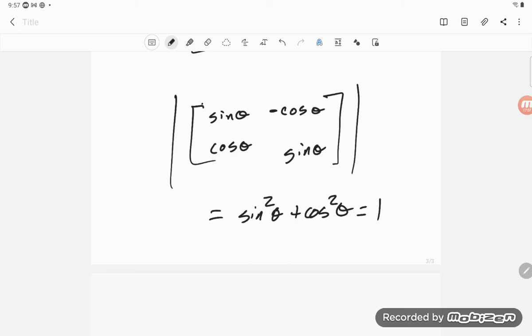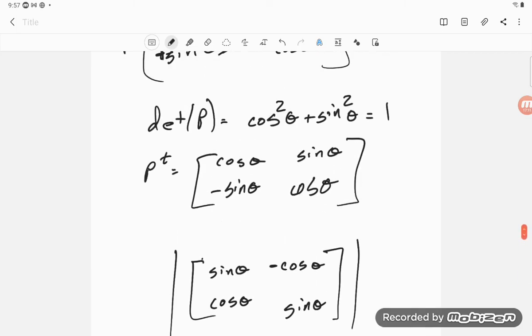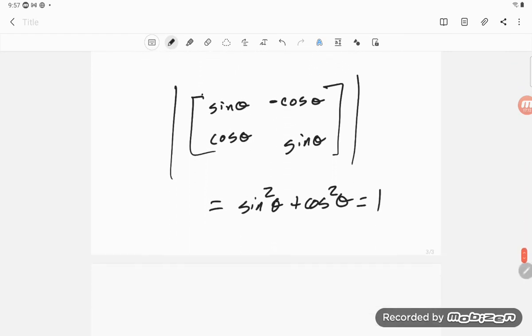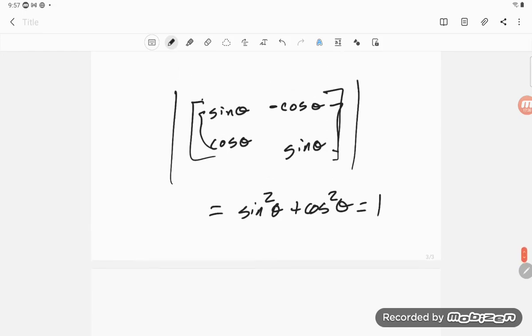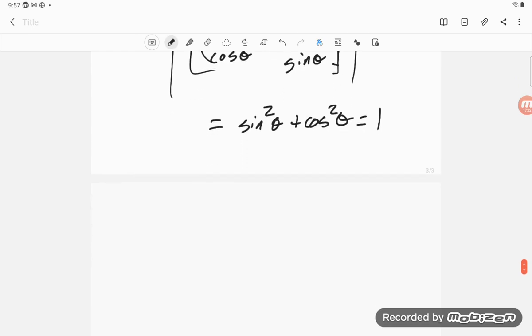If I looked at a squared plus c squared, that's those two, I would get 1 there. These two squared, I get 1. Again, I would get the 0 when I did the cross terms. So everything works wonderfully there.